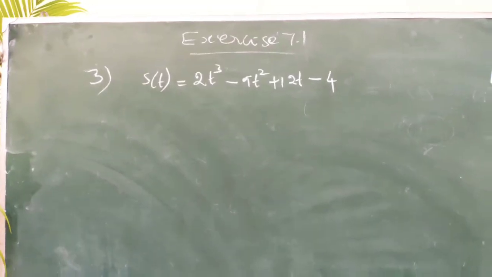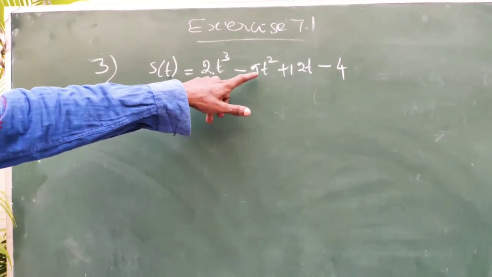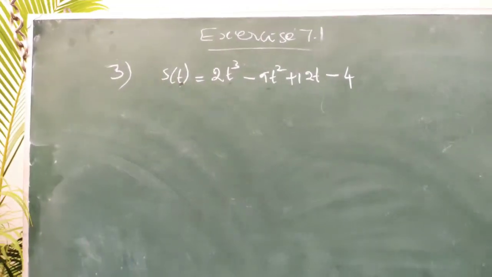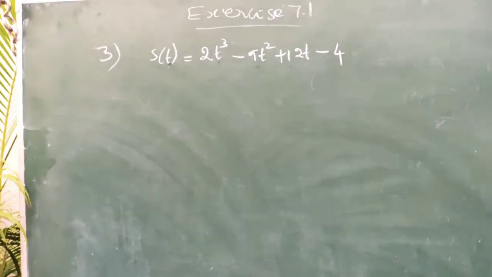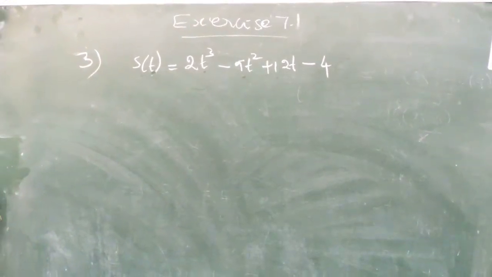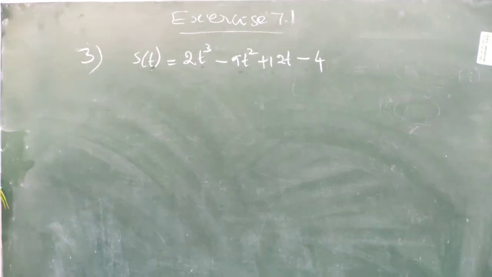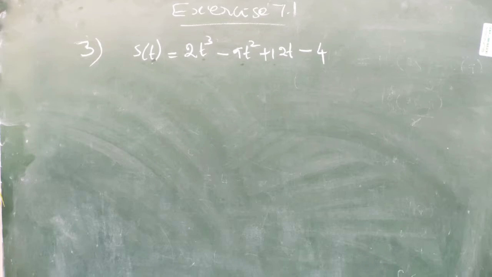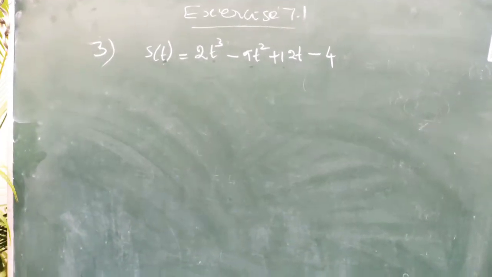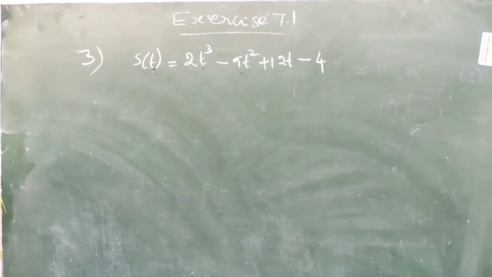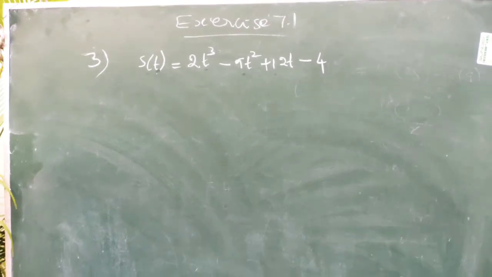A particle moves along a line according to the law s of t equal to 2t cube minus 9t square plus 12t minus 4, where t is non-negative, greater than or equal to 0. There are again three subdivisions. The first subdivision is at what time the particle changes direction. Second, find the total distance traveled by the particle in the first 4 seconds. Third, find the particle's acceleration each time when the velocity is 0.